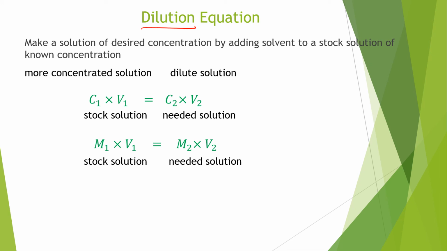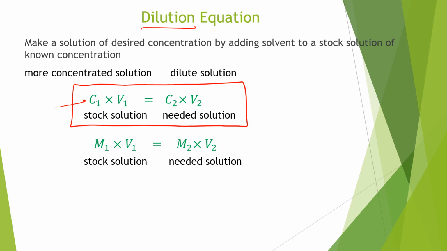To prepare a solution from a more concentrated solution, use the dilution equation which is given here. If the concentration of stock solution is C1 and V1 is the volume of stock solution needed, and C2 is the concentration of the dilute solution which we want to prepare and V2 is the volume of dilute solution which we want to prepare.